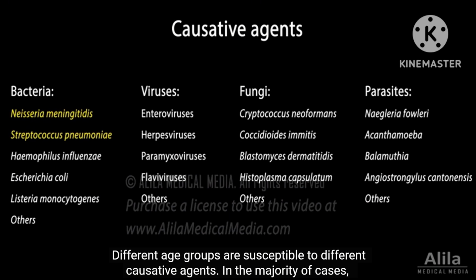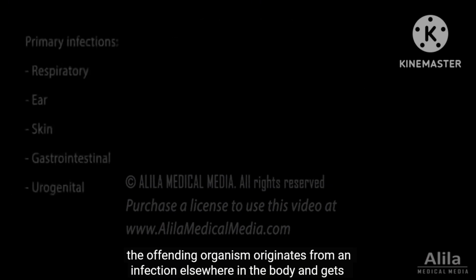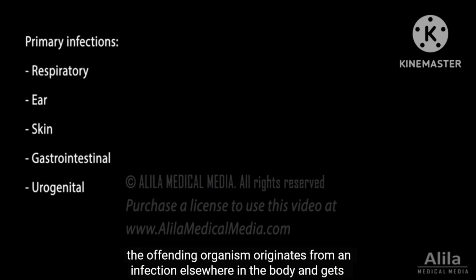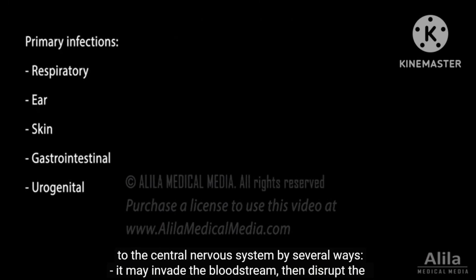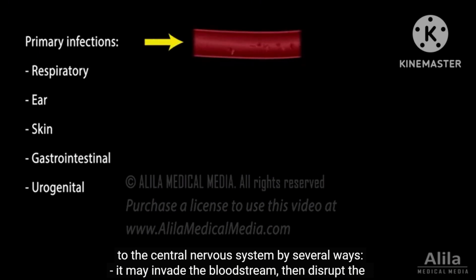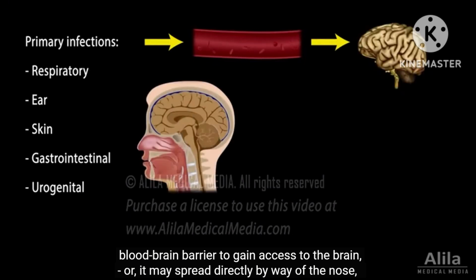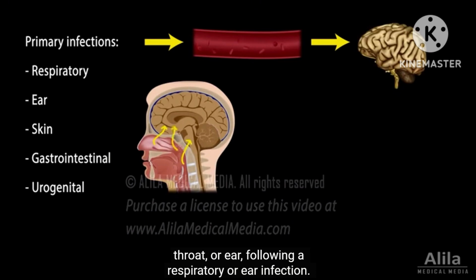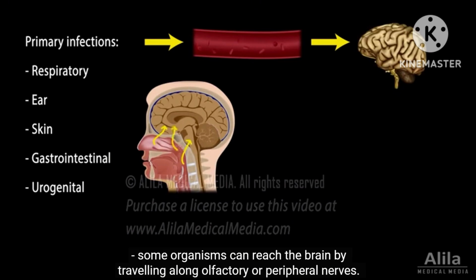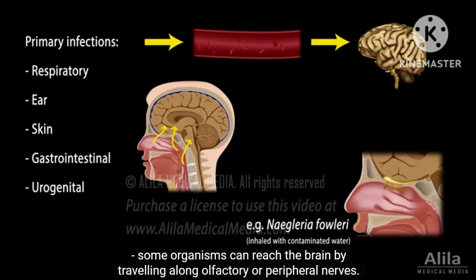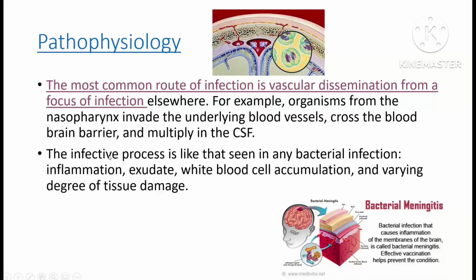In the majority of cases, the offending organism originates from an infection elsewhere in the body and gets to the central nervous system in several ways. It may invade the bloodstream, then disrupt the blood-brain barrier to gain access to the brain, or it may spread directly by way of the nose, throat, or ear following a respiratory or ear infection. Some organisms can reach the brain by traveling along olfactory or peripheral nerves.